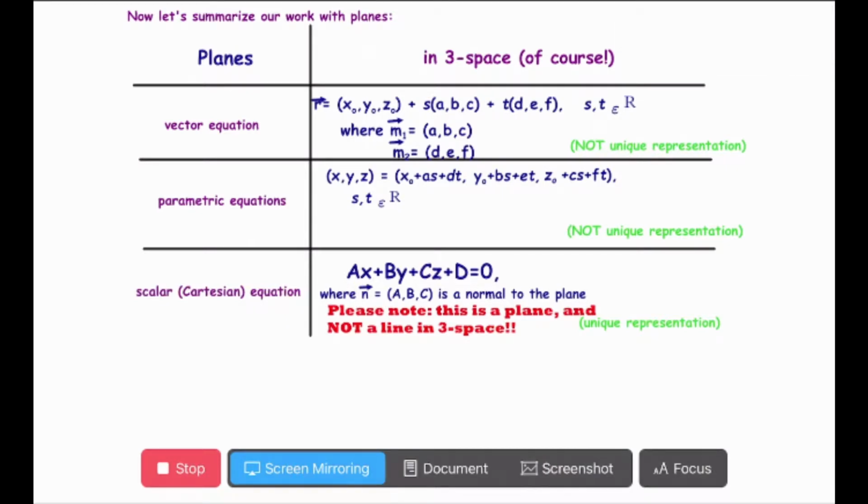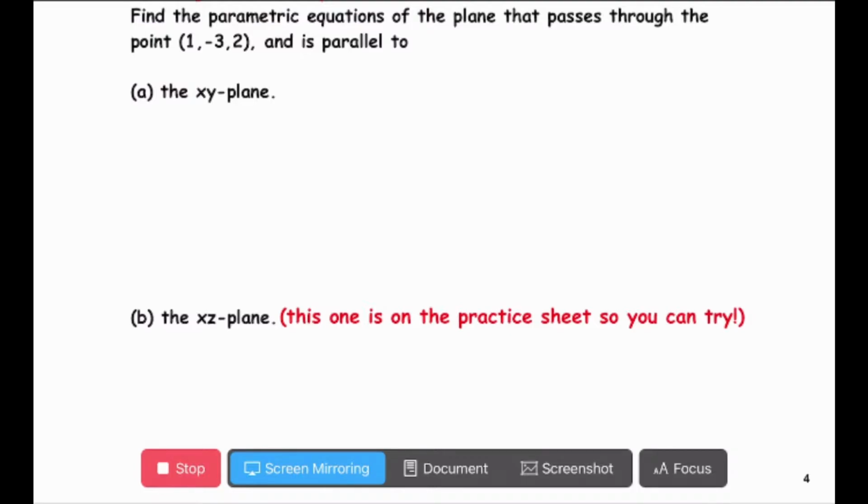All right, let's move on and let's learn something new. In our first question here, we are asked to find the parametric equations of the plane that passes through a given point, so 1, negative 3, 2, and is parallel to the xy plane. So let's highlight our important pieces of information here to keep track of. We're finding parametric equations of a plane, not a line. We know it passes through a given point, and it's parallel to the xy plane.